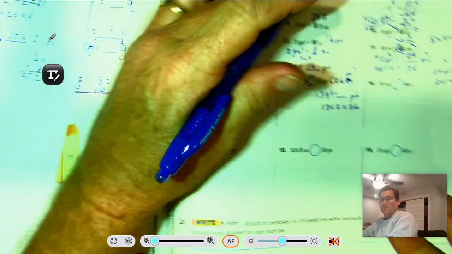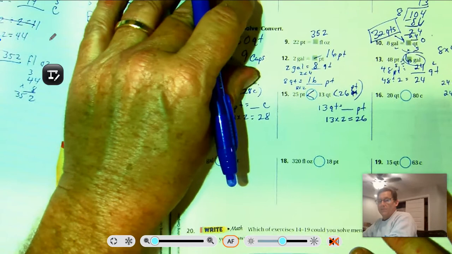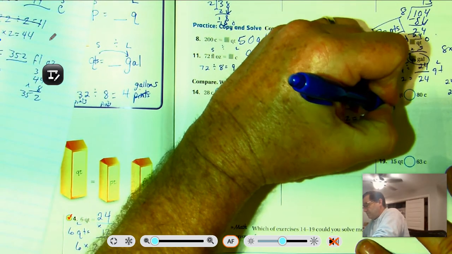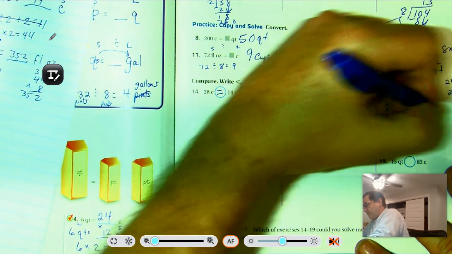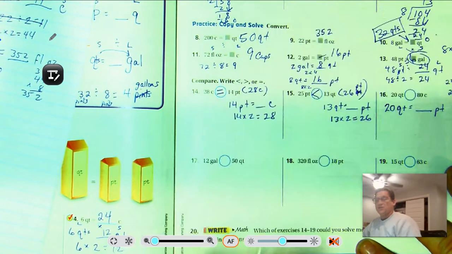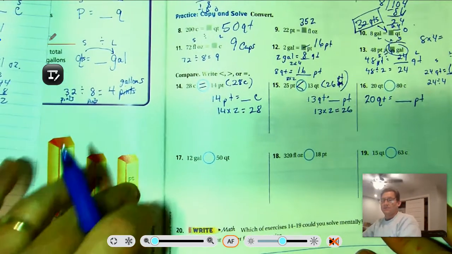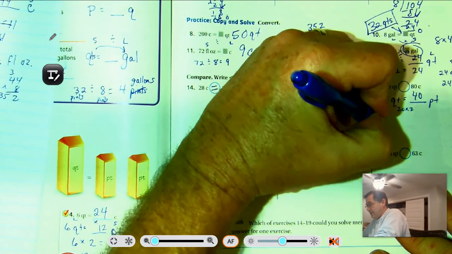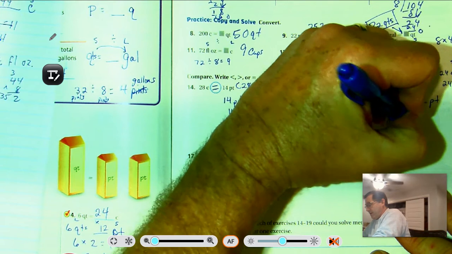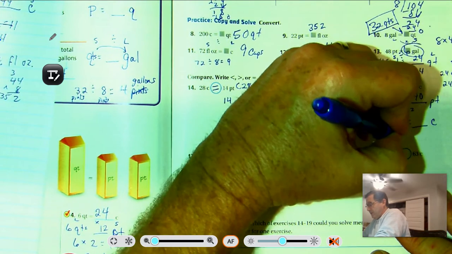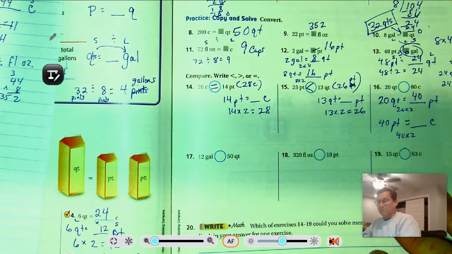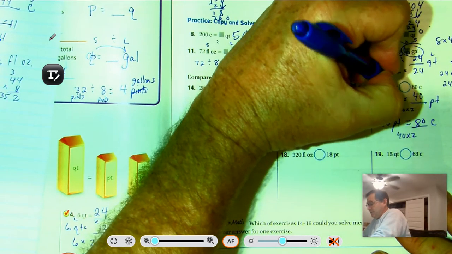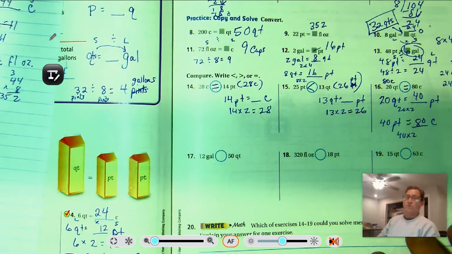All right, 20 quarts compared to 80 cups. Let's change quarts into pints first. So 20 times 2, that would give us 40 pints. And 40 pints equals how many cups? 40 times 2, 2 cups per pint, 80. So 20 quarts is 80 cups. So those two are equal.